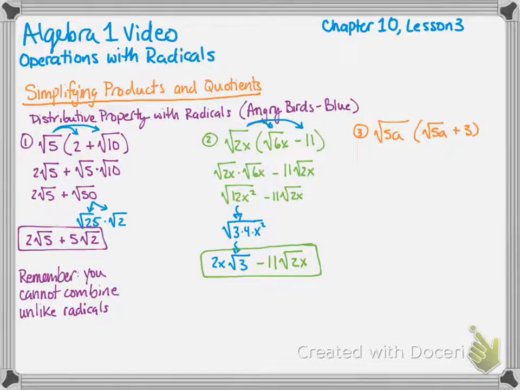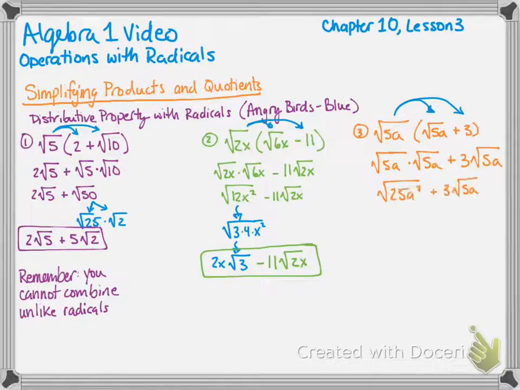All right, next problem. The square root of 5a times 5a plus 3. Distribute. And I end up with the square root of 5a times the square root of 5a, which is just 5a. Or at least the square root of 25a squared, which does simplify then down to 5a plus 3 times the square root of 5a, and that's it.